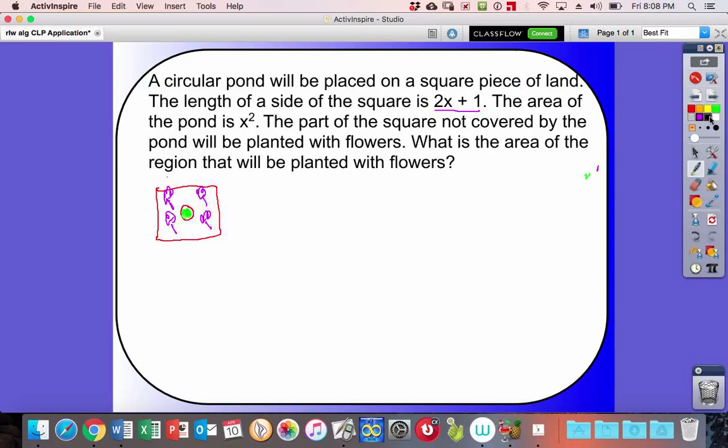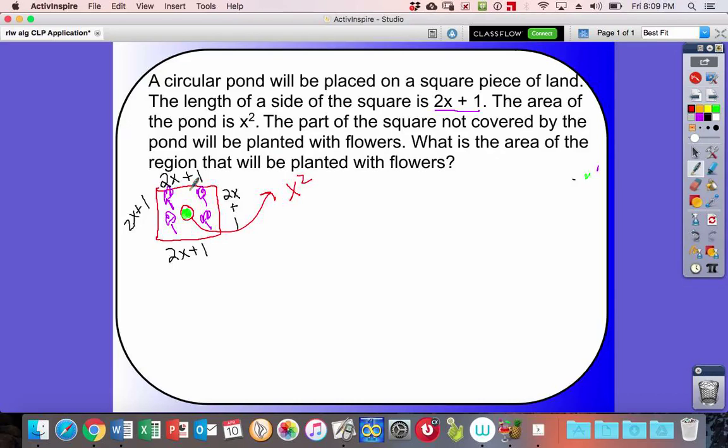Let's go back to black. I'm going to write it in. So I know this is 2x plus 1. I also know that this is 2x plus 1 because it's a square. Every side is 2x plus 1, 2x plus 1. Okay, the area of the pond is x squared. So that area of that pond is x squared.